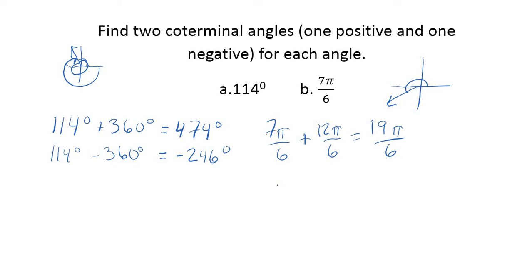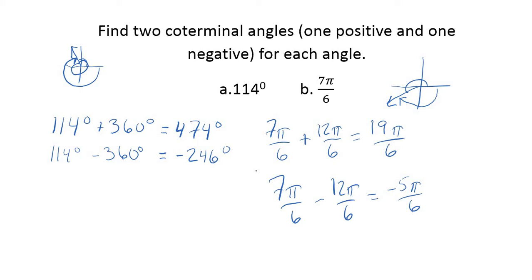We could also find a negative one. Most of the ones you'll do in today's exercise, it's going to have you do positive, but it's not hard to find the other. Again, just subtract, right? So now if I subtracted 12 pi over 6, so 7 minus 12, now I'd get negative 5 pi over 6. And if you think about that, if I started here and I went in the negative direction, I would have gone 5 pi over 6.